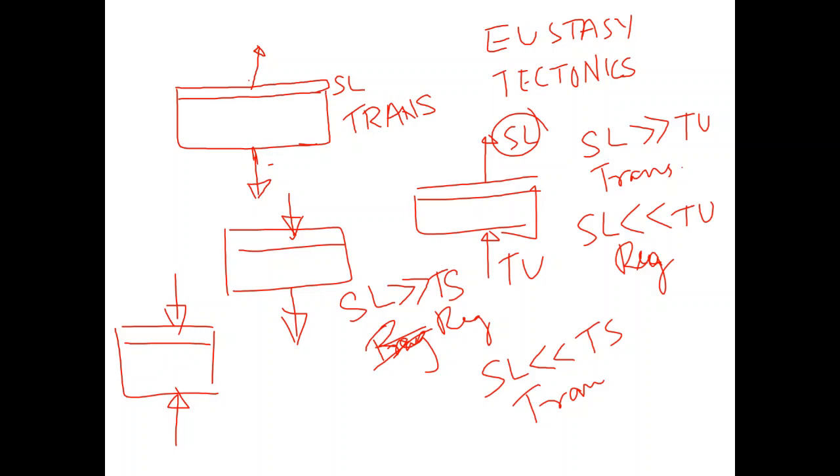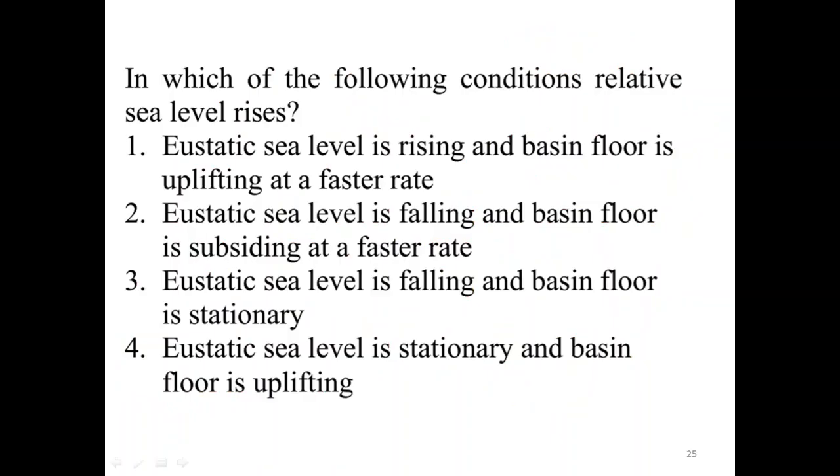So let us go back to the question. The question says, in which scenario will the relative sea level rise? So eustatic sea level is rising and basin floor is uplifting at a faster rate. So definitely water level will not rise, it will fall. Eustatic sea level is falling and basin floor is subsiding at a faster rate. Yes, this seems the best answer.